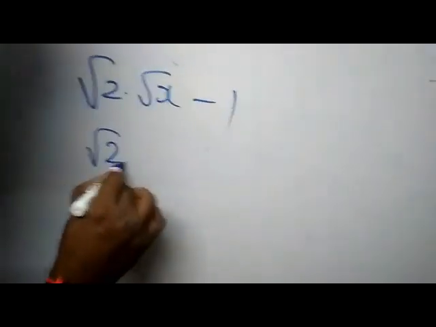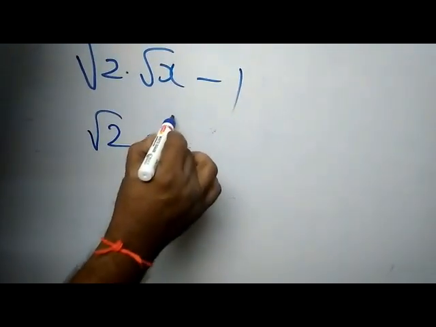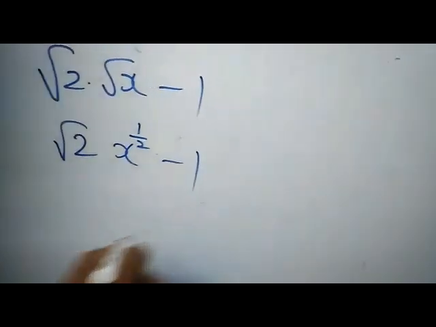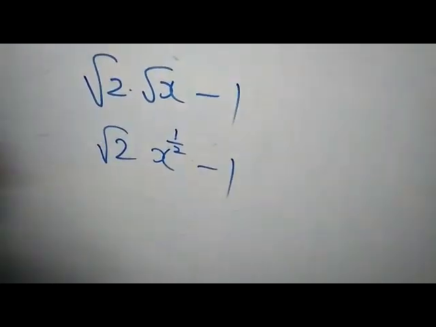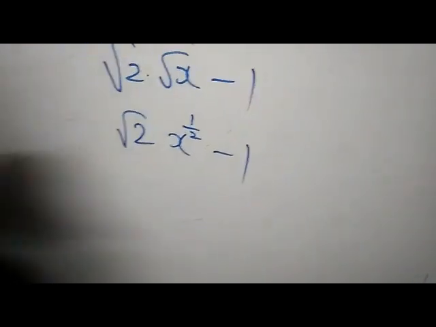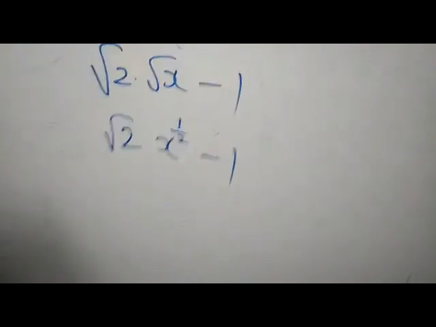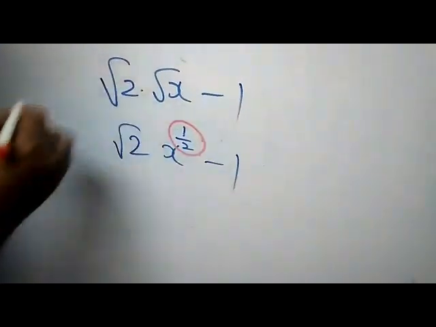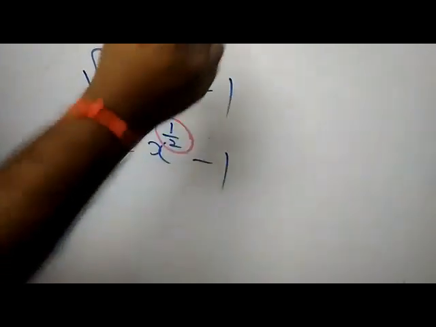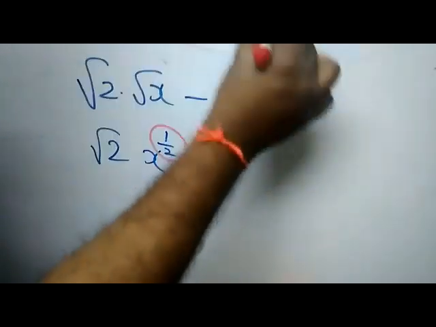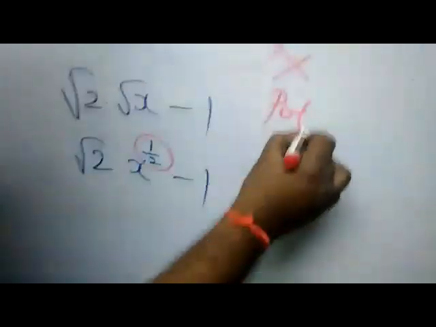That's why root x is nothing but x to the power of 1 by 2. The power of the variable is not a whole number. It is a rational number. That's why it is not a polynomial.